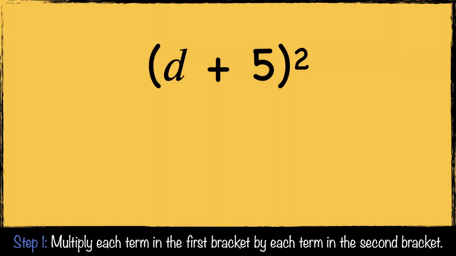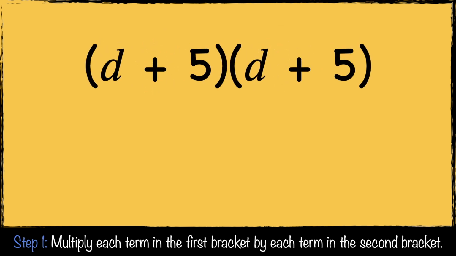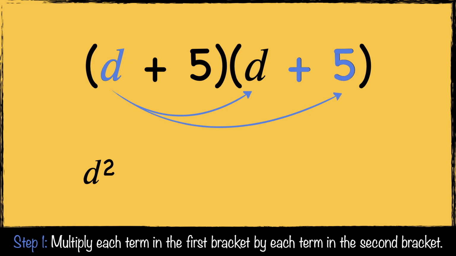In this example, we have d add 5 squared. So this expression expands to d add 5 multiplied by d add 5. First, we multiply d by d, which gives us d squared. Then we multiply d by 5, which gives us 5d.